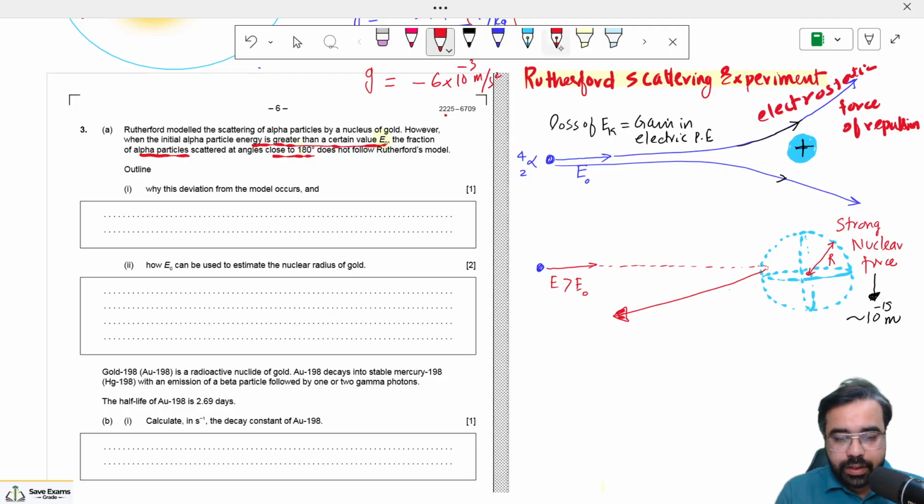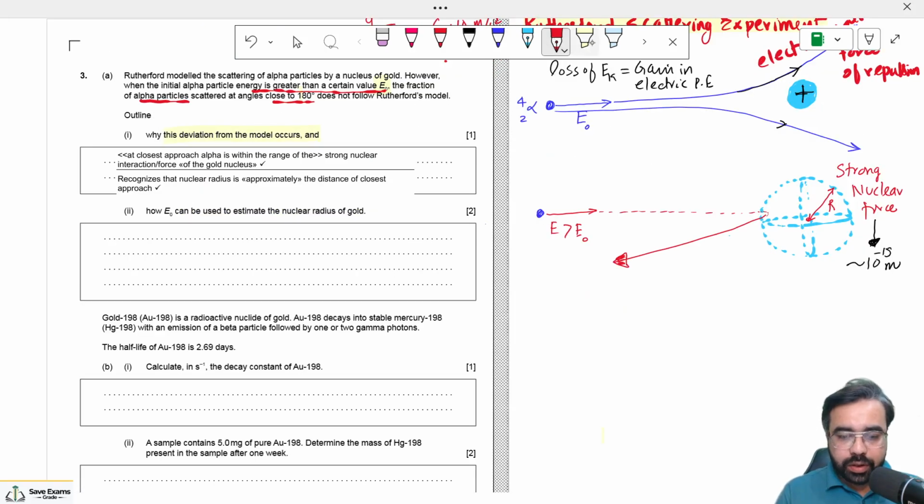So why does this deviation occur? I hope you get your answer: it occurs when it interacts with the strong nuclear force. So this is what the scheme says about it. Now, how can you utilize this value of energy to find the estimated nuclear radius of gold?